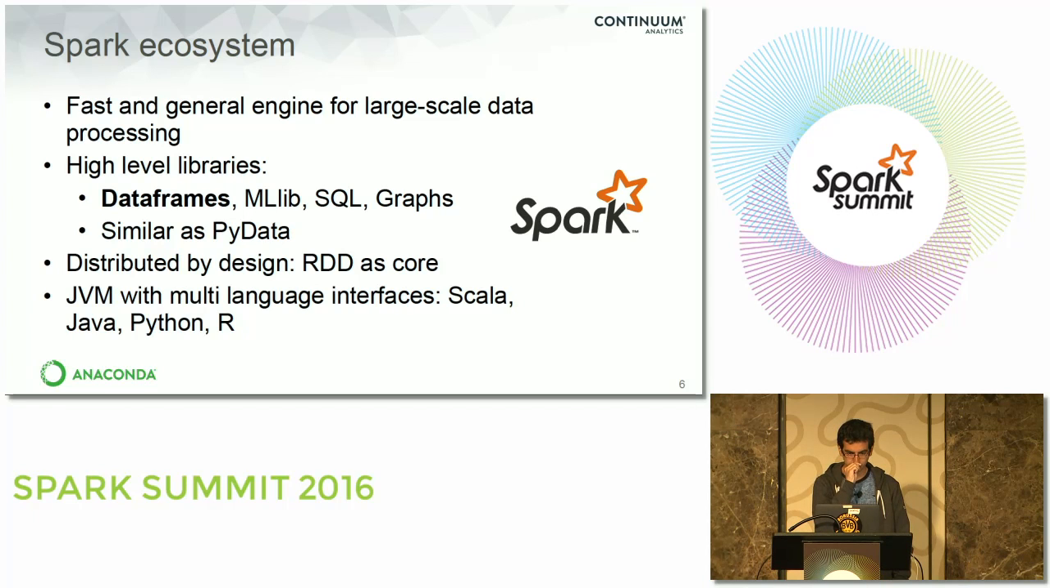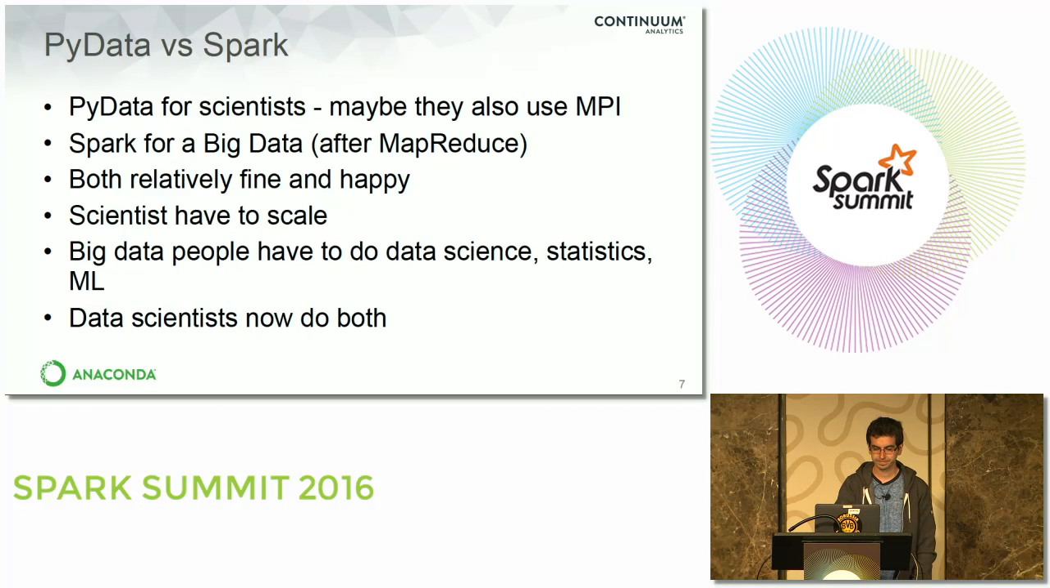One big difference with Spark is that it actually has multiple interfaces. It has interfaces for multiple languages. So Spark is written in Scala, but you can actually query it from Python and the new R interface.